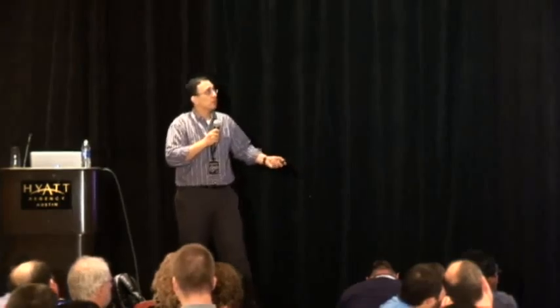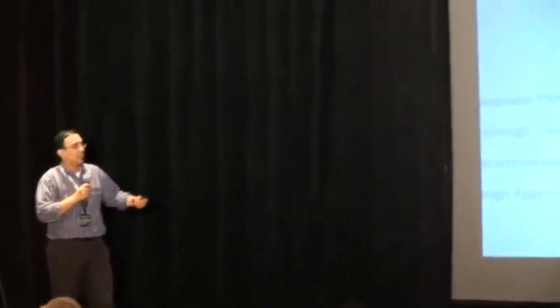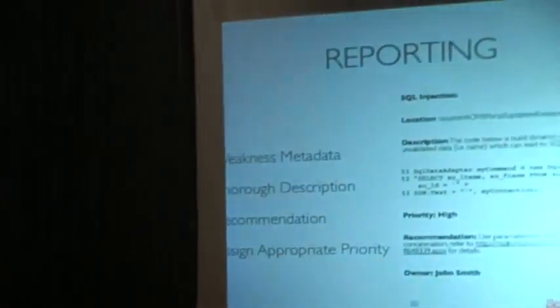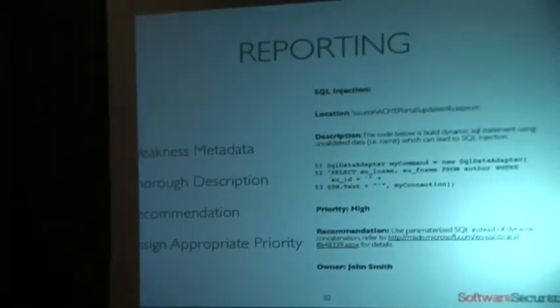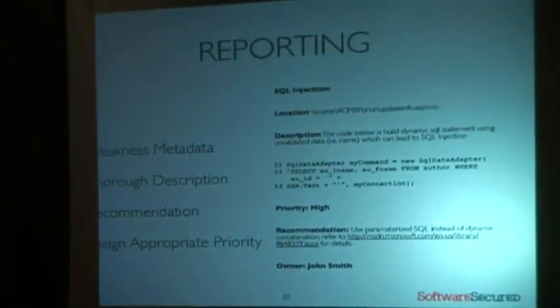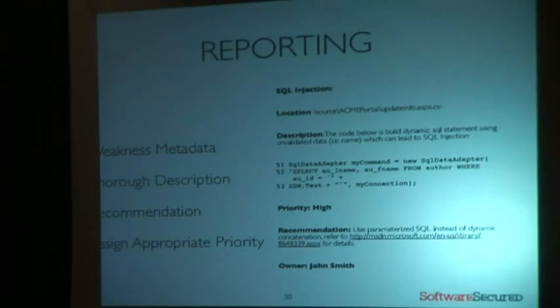For example, you need to provide the weakness metadata: how can the developer find it, where to find it, where exactly does the problem happen? And a thorough description. What is the problem? It's building a dynamic SQL statement using unvalidated data. And what is the unvalidated data? Here, it's the name. Oh, I'm sorry, ssn.txt. And a good recommendation.